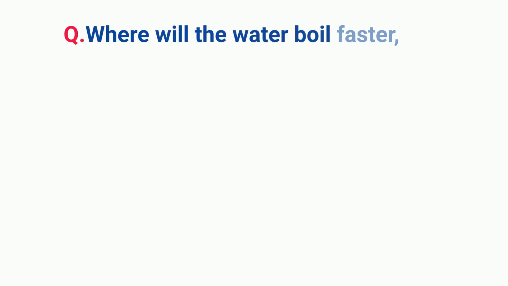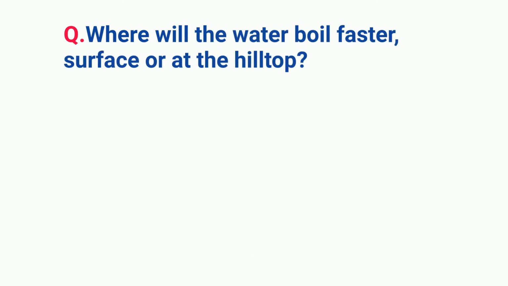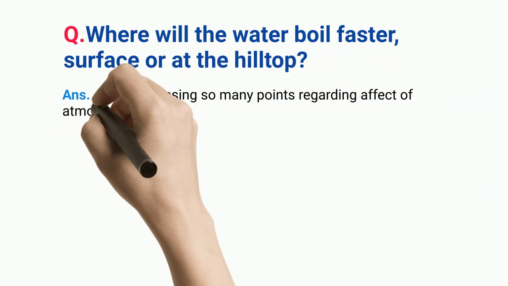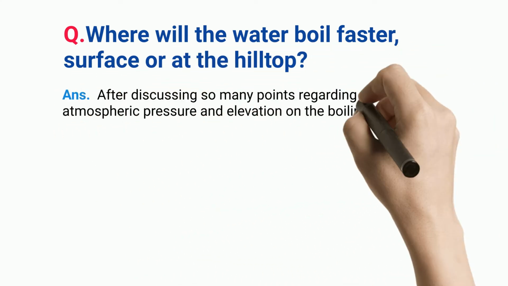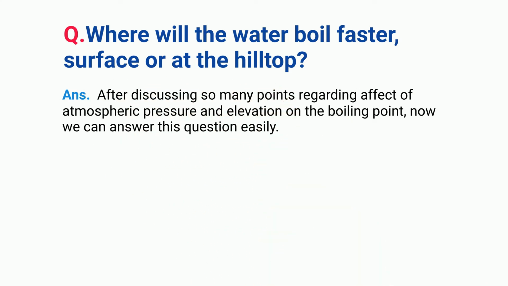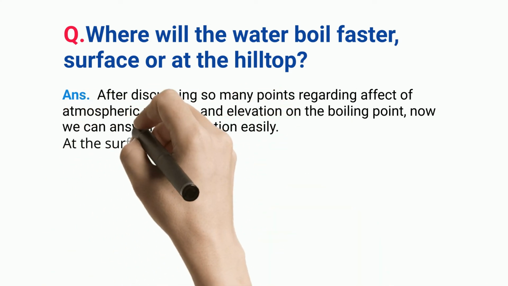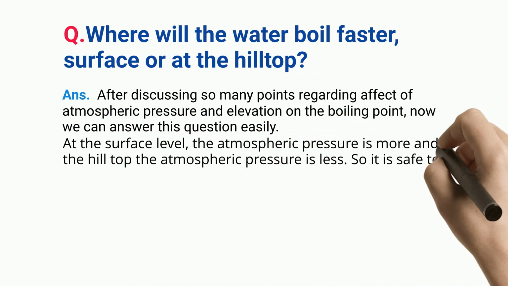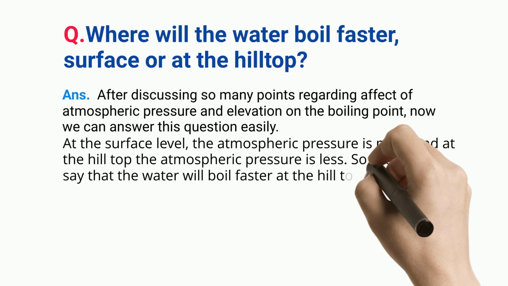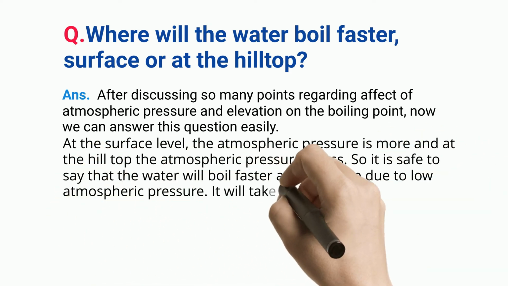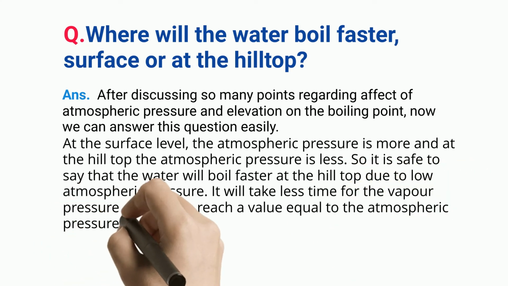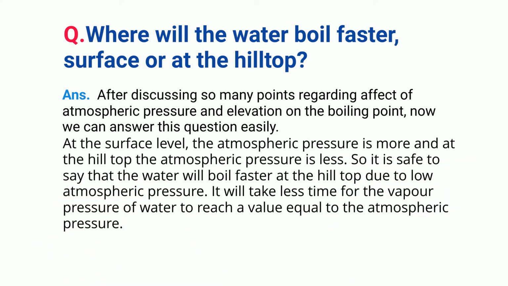Where will the water boil faster, surface or at the hilltop? After discussing so many points regarding the effect of atmospheric pressure and elevation on the boiling point, now we can answer this question easily. At the surface level, the atmospheric pressure is more, and at the hilltop the atmospheric pressure is less. So it is safe to say that the water will boil faster at the hilltop due to low atmospheric pressure. It will take less time for the vapor pressure of water to reach a value equal to the atmospheric pressure.